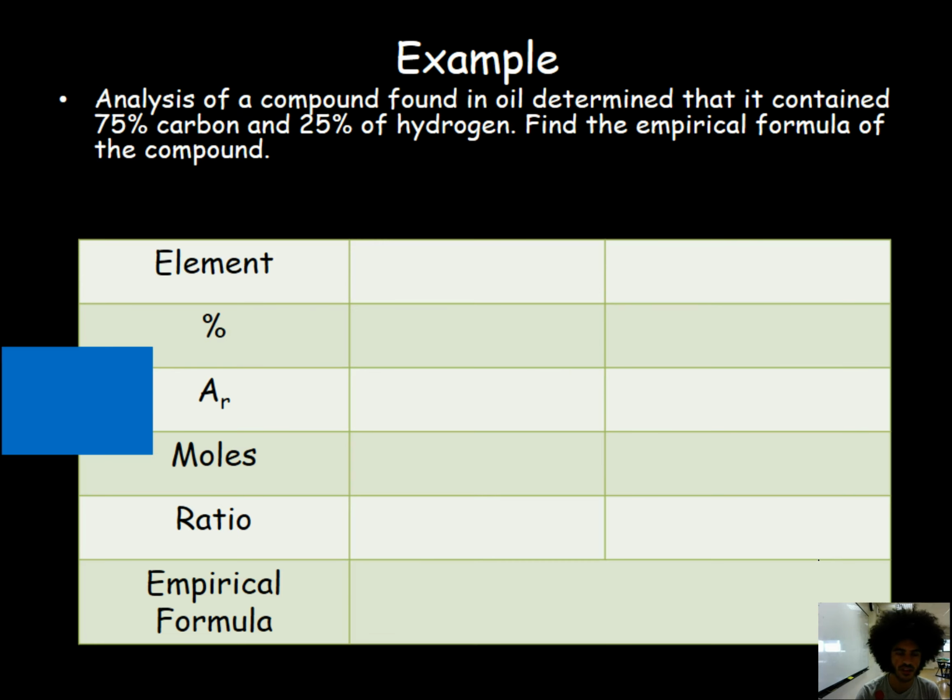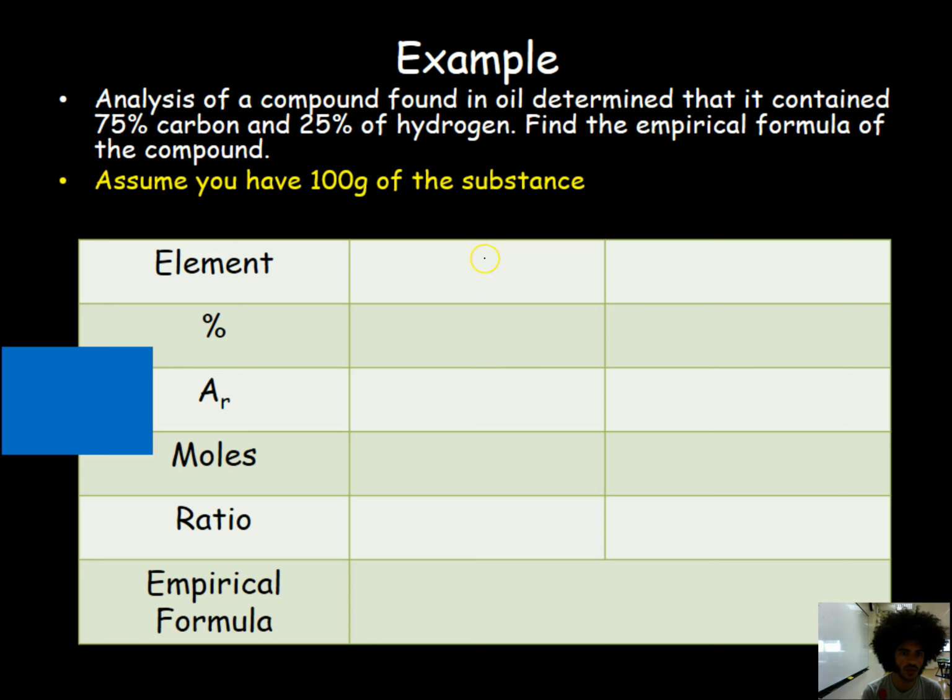Now sometimes instead of masses you're going to be given percentages. Now the principle is exactly the same. The one thing you have to remember with percentages is you have to consider it almost as if you've got 100 grams of the substance. Now if you've got 100 grams of the substance in this particular example, it would mean that instead of having 75% of carbon, you've got 75 grams. And if you've got 25% of hydrogen, you've got 25 grams. So let's again, with this particular example, put the information in a table.